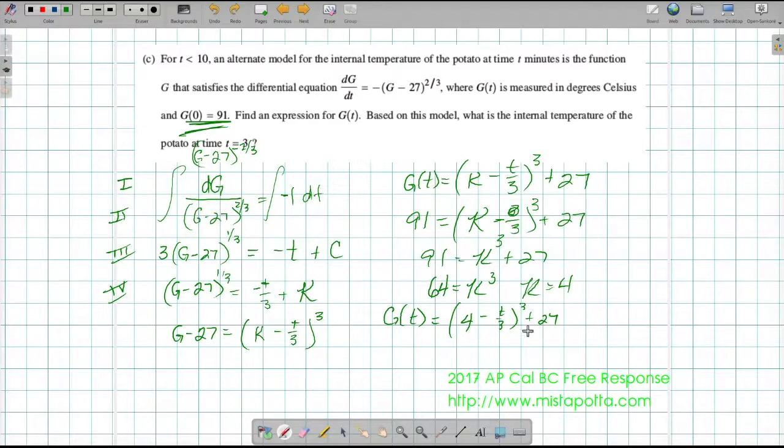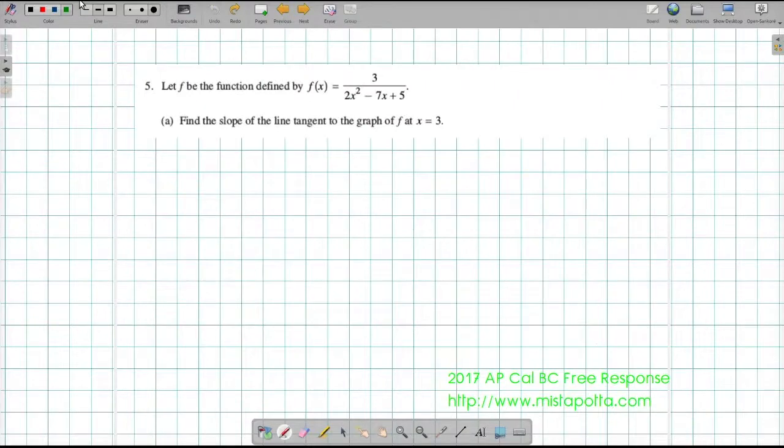And then I can just go in here and substitute what happens at t equals 3. So I get 4 minus 1 cubed plus 27, which ends up being 54 degrees Celsius. Now, keep in mind that we were talking about the previous answer that we had being an overestimate, so we've got another one here. So that's problem 4. And on to problem 5.